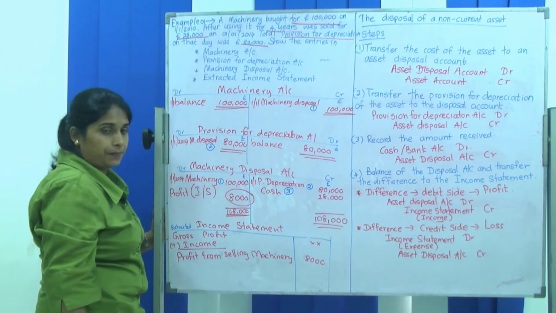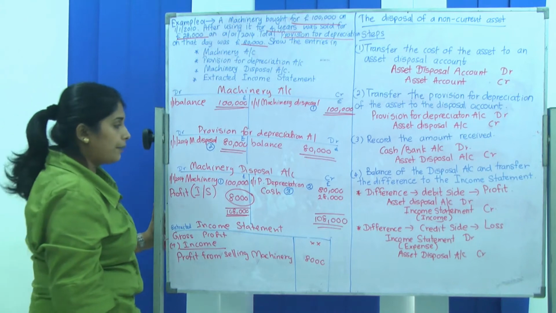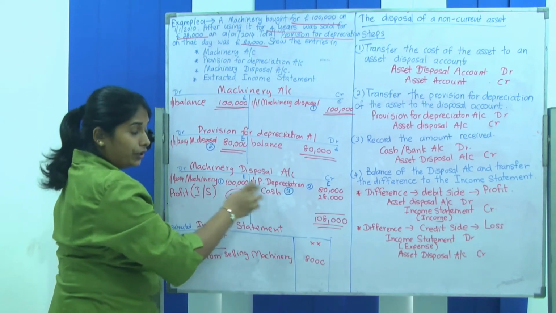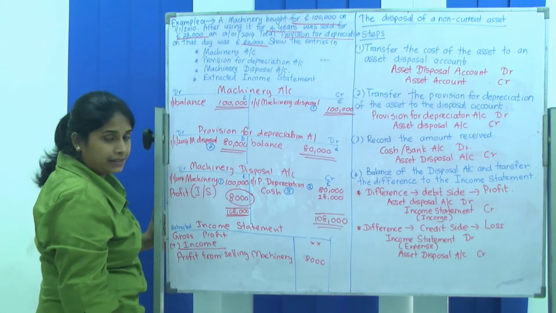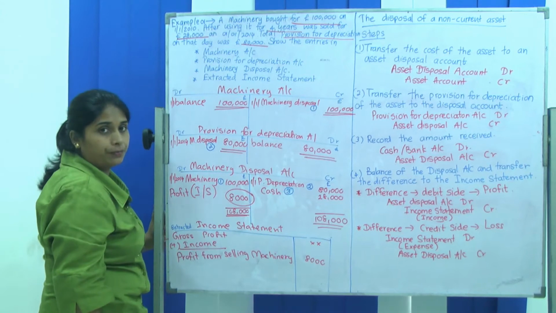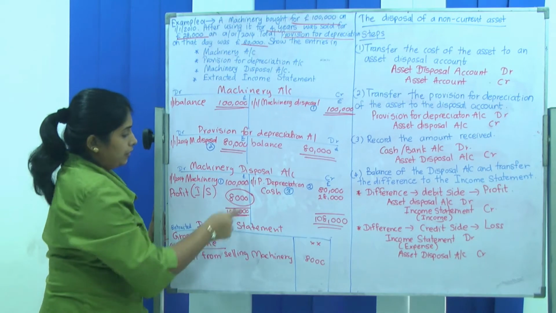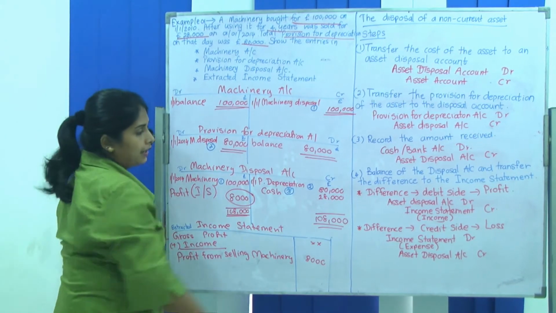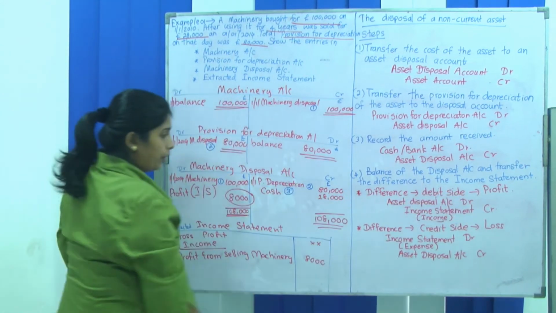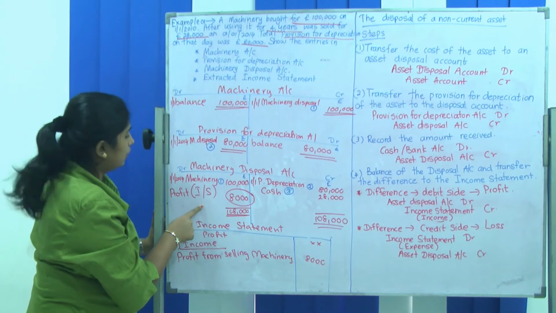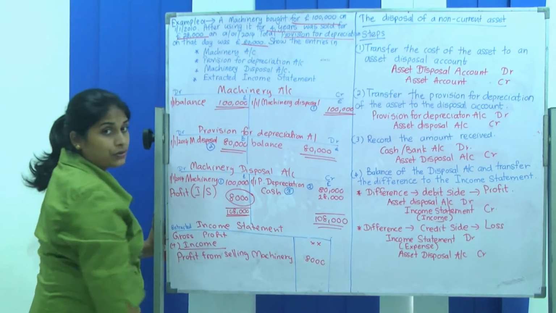The fourth and final step is you have to balance off, find the difference, and transfer it to the income statement. When you balance off, you can see your credit side balance of 108,000 is there, so you write that on both sides. Then the debit side is 100,000. When you subtract it, you get a difference on the debit side. If you get a difference on the debit side, it's a profit. It is already debited to the machinery disposal account, then we have to credit it, or write it as an income.